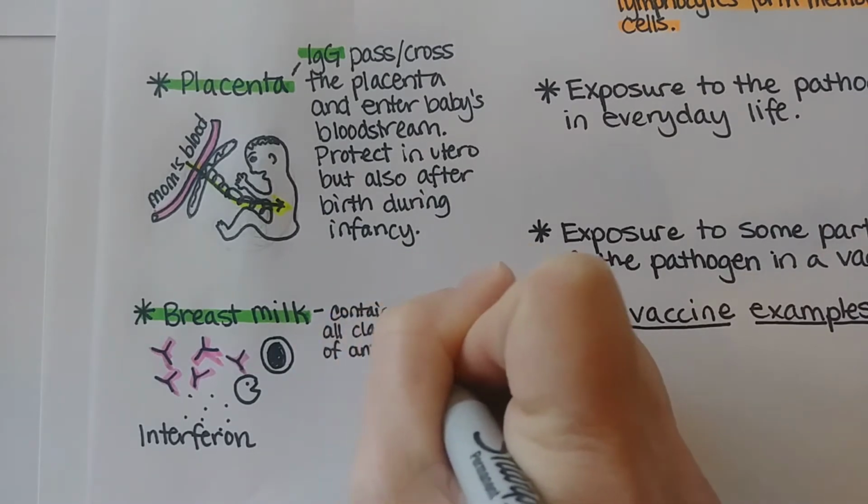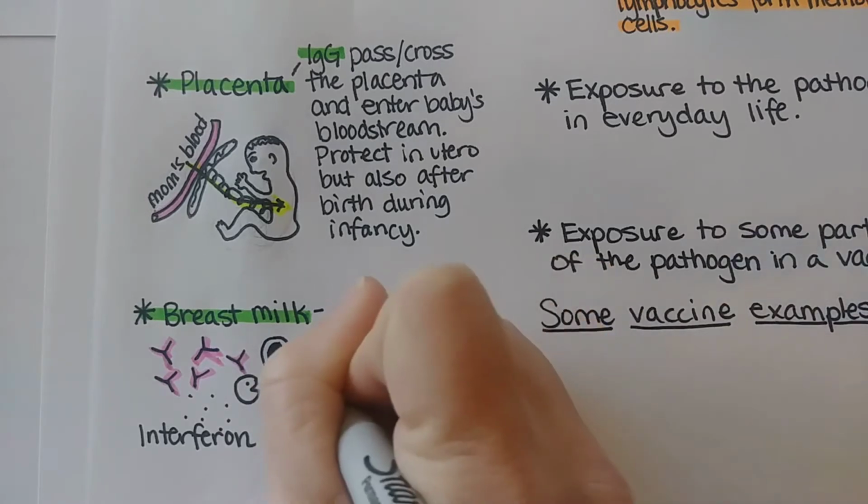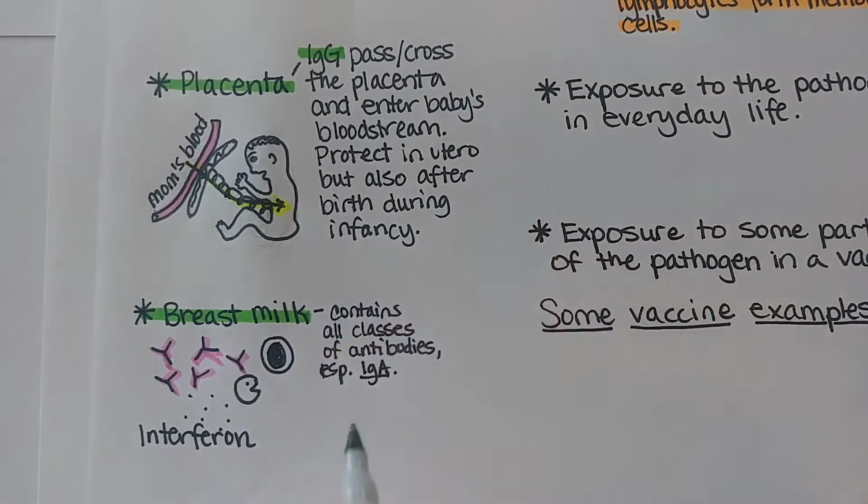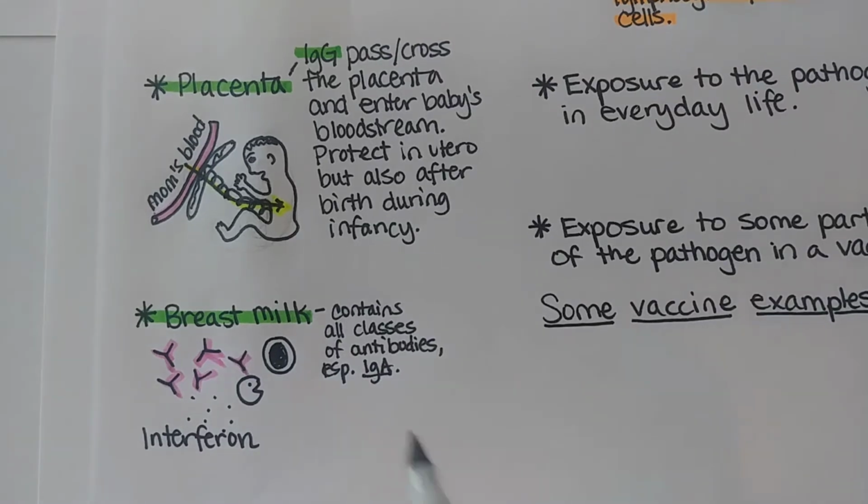But the one that gets the most press is especially IgA. So this is the antibody that our bodies make that then hangs out on mucous membranes to protect from things like respiratory infections and GI diseases. But in babies that are breastfed, it's helping to protect them from diarrheal diseases. But there's also IgG, IgM, IgD, IgE. All of these can be found in breast milk.